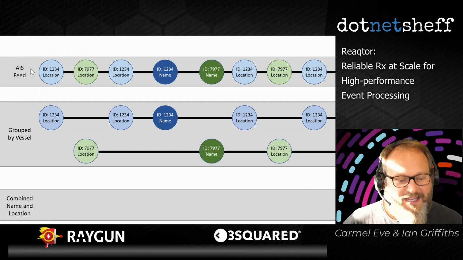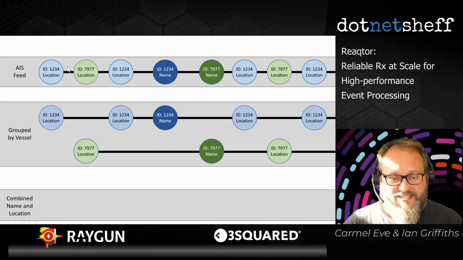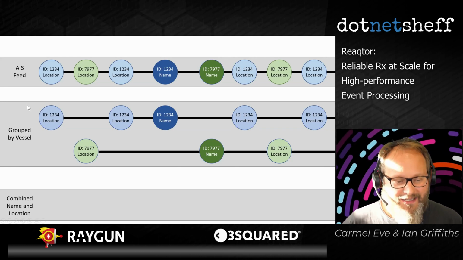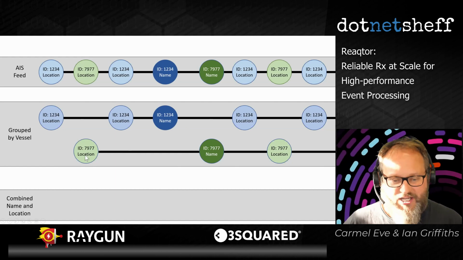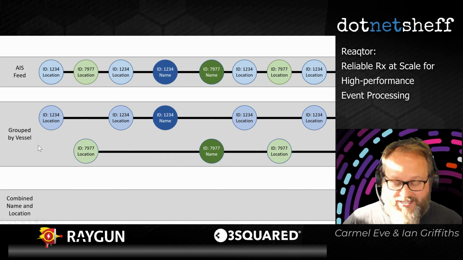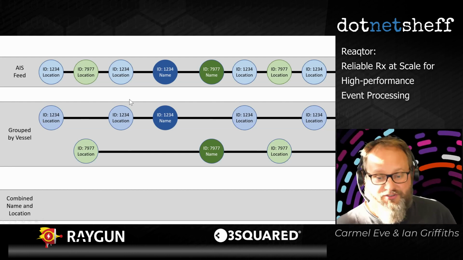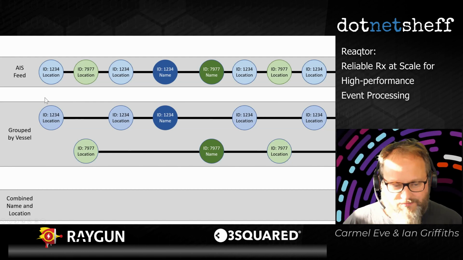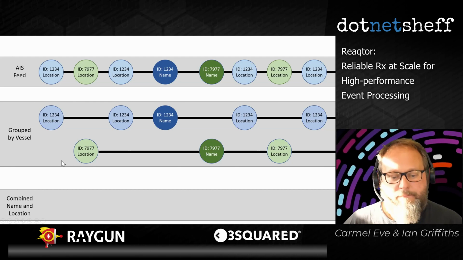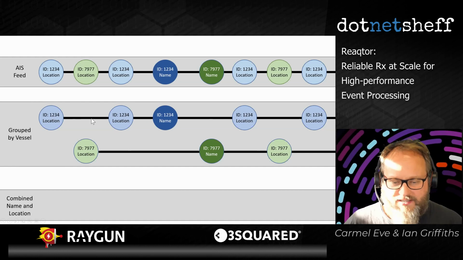So each time the AIS feed produces a message from a vessel we haven't seen yet, the grouping operator will actually spit out a new observable sequence. I've only got 2 on the page here because that's all that will fit. But obviously in practice, we'll have hundreds or thousands of these things as the number of vessels that we've seen goes up and up. So we split the data by vessel. And so now each individual stream is concerned with just one vessel.